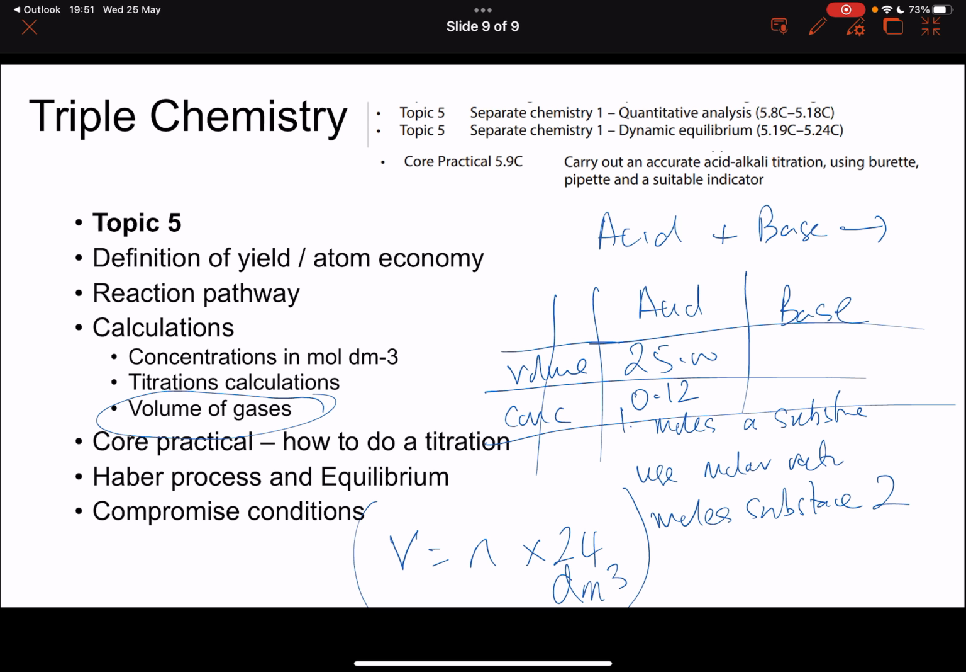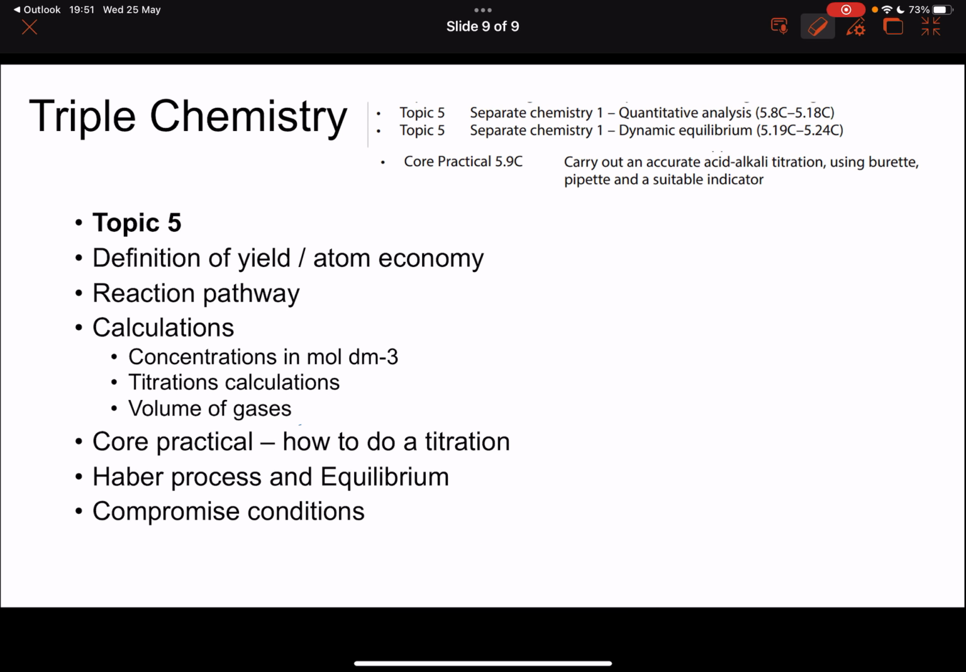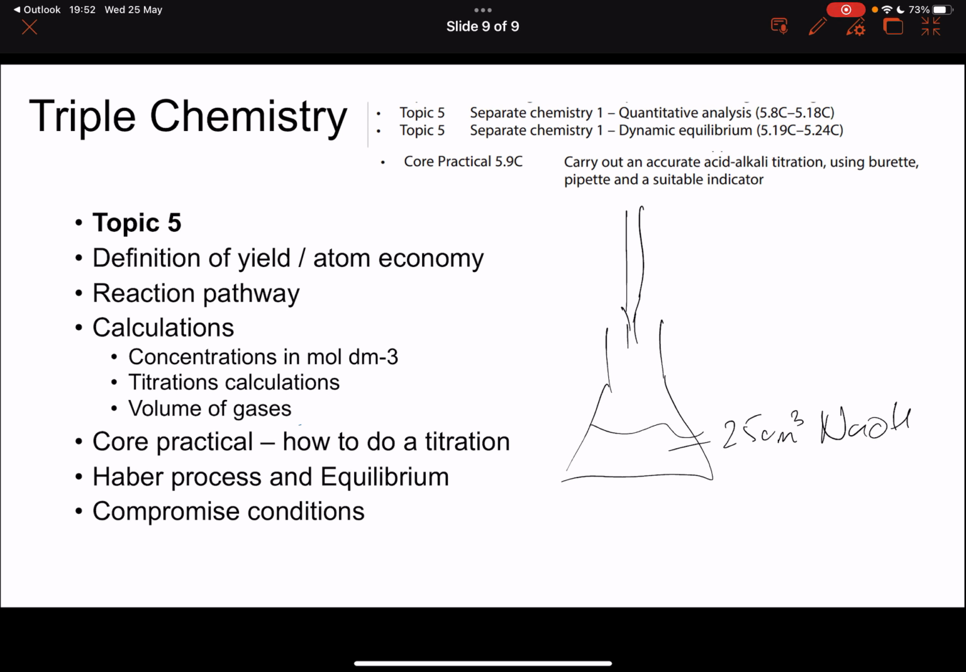Now, how do we do a titration? Simply make sure you are familiar with this technique. If you haven't done this practical, there are plenty of videos on YouTube. Just search GCSE titration, there's a nice AQA video on this, where the lady goes through the technique. You need a burette. You need a conical flask. Let's say you transfer 25 cm³ of sodium hydroxide into the conical flask. You fill the burette with hydrochloric acid, you slowly transfer, and you add an indicator.